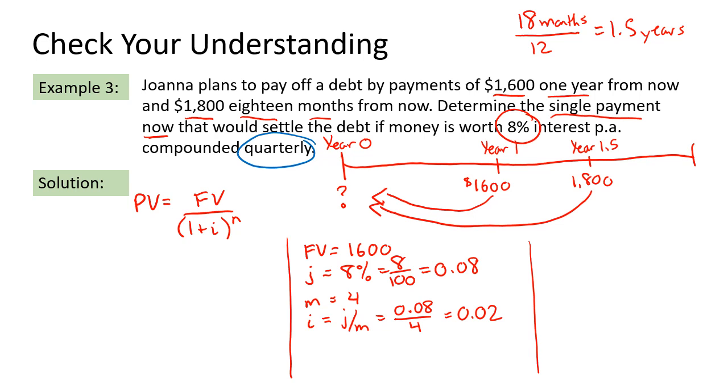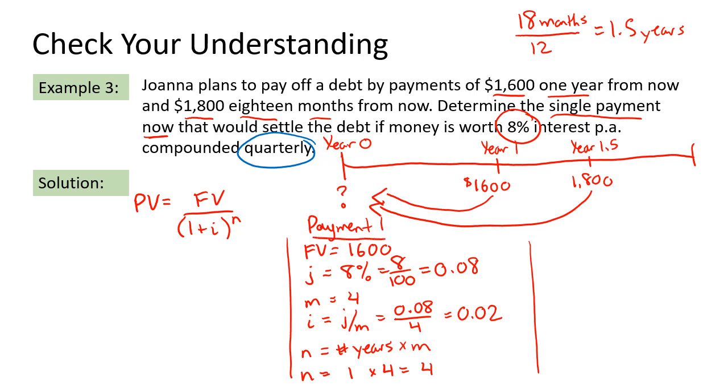Now the last item we need is the total number of compounding periods, and that's n. So n is actually equal to the number of years multiplied by the number of compounding periods per year. And in this case, we have 1 year, okay, because it's a year ahead, and we have 4 compounding periods per year, so our value for n is 4. So that is for our payment number 1.